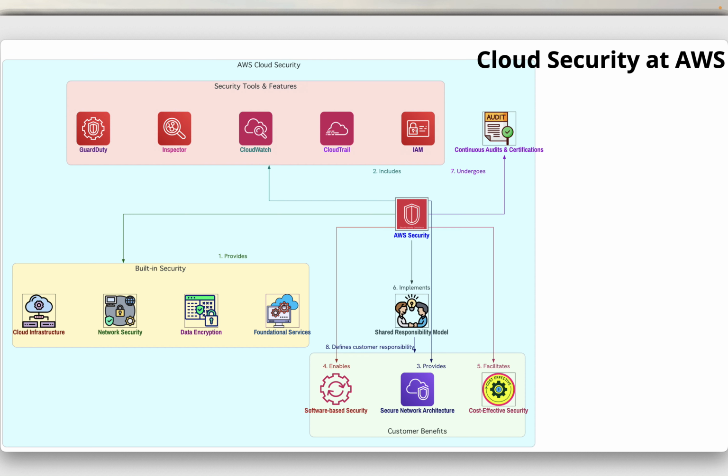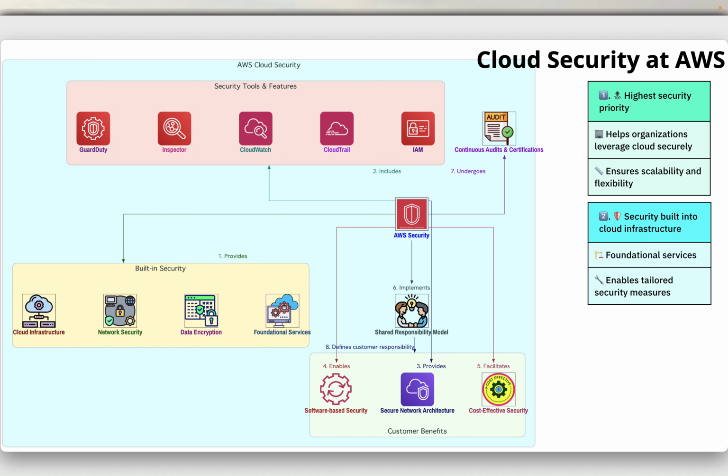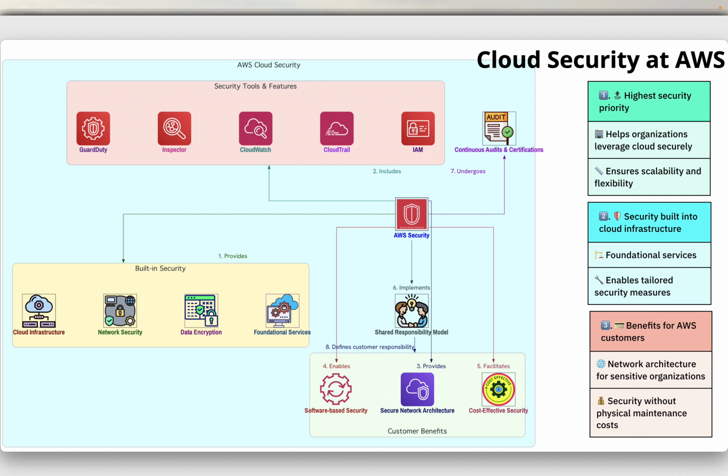So cloud security at AWS. Cloud security is the highest security priority for AWS. AWS prioritizes security, helping organizations leverage the cloud's scalability and flexibility securely. Security built into cloud infrastructure. Foundational services and built-in security are core to AWS cloud infrastructure, enabling tailored security measures. The benefit for AWS customers is a network architecture built for the most security sensitive organizations, offering security without the cost of physical maintenance.